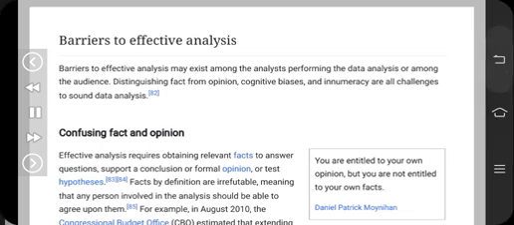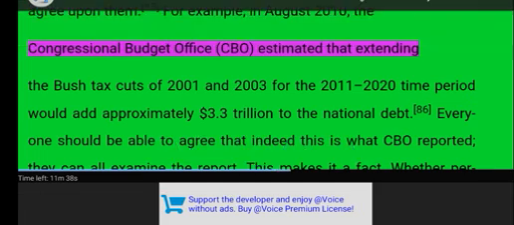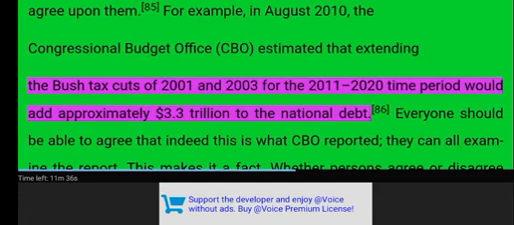upon them. For example, in August 2010, the Congressional Budget Office, CBO, estimated that extending the Bush tax cuts of 2001 and 2003 for the 2011-2020 time period would add approximately $3.3 trillion to the national debt.